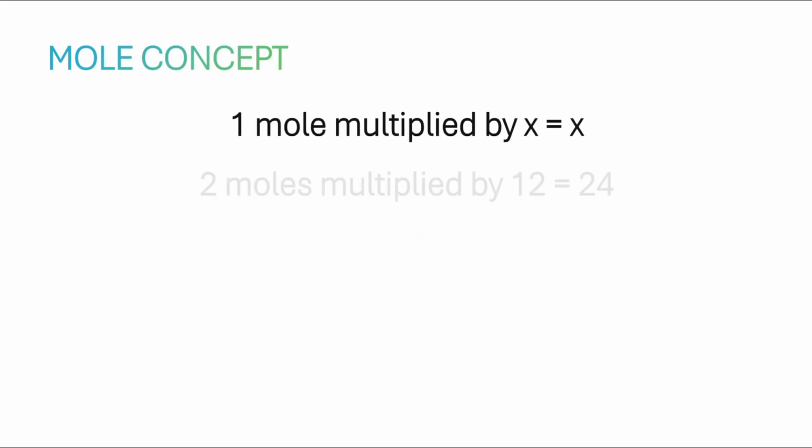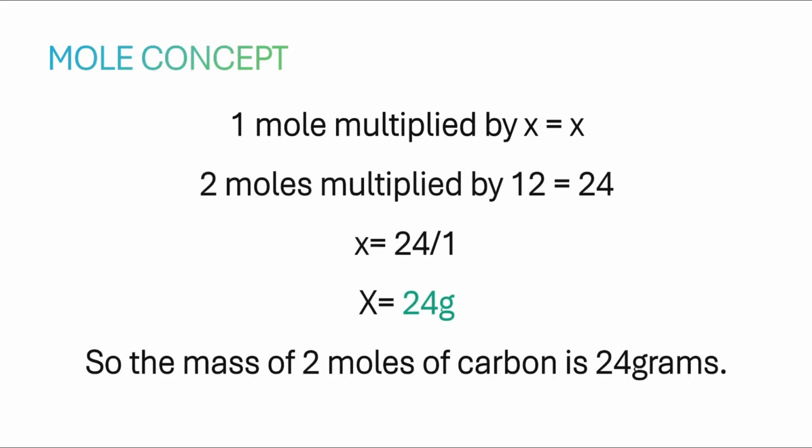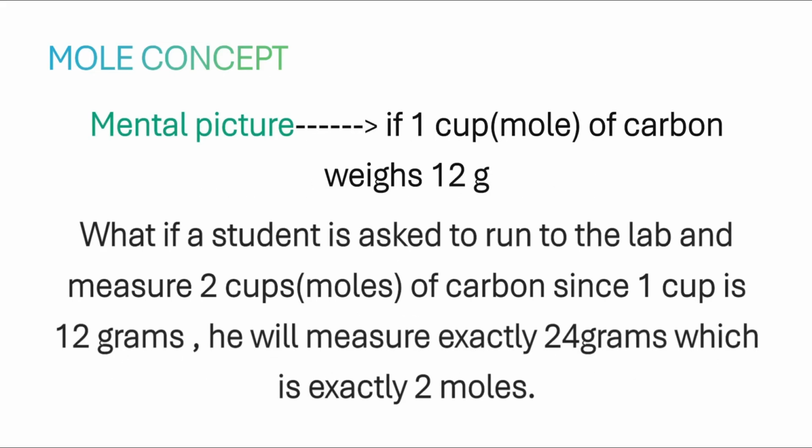Just like saying 1 dozen of eggs is equal to 12 eggs. Then 2 dozens of eggs will give us what? 24 eggs. Isn't that simple? So let's have this mental picture for it to make sense. Imagine you are asked to run to the lab and measure out 1 mole of carbon. Since you already know that 1 mole of carbon will weigh 12 grams, you will just measure out 12 grams. Now in the scenario where you're asked to measure out 2 moles of carbon, you simply measure out 24 grams, which is equivalent to 2 moles. And that's just what is going on in this question.